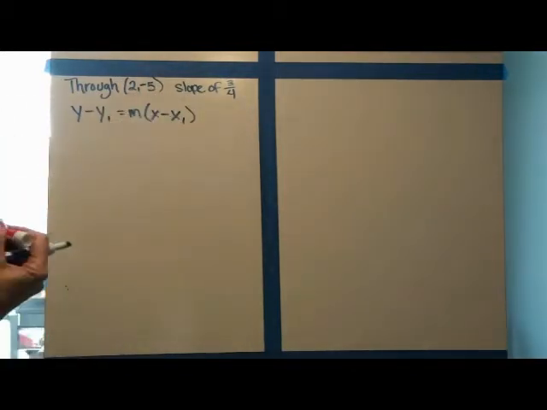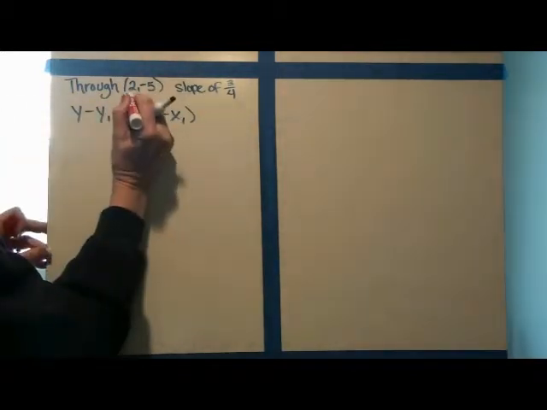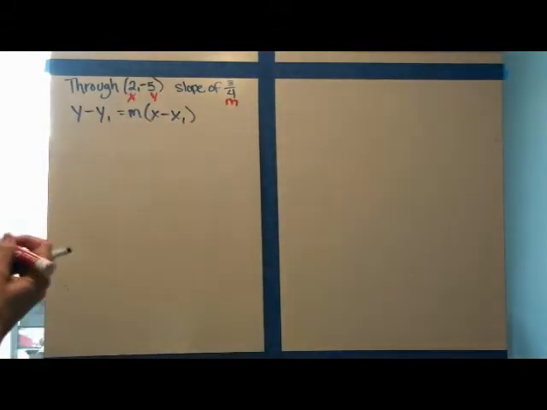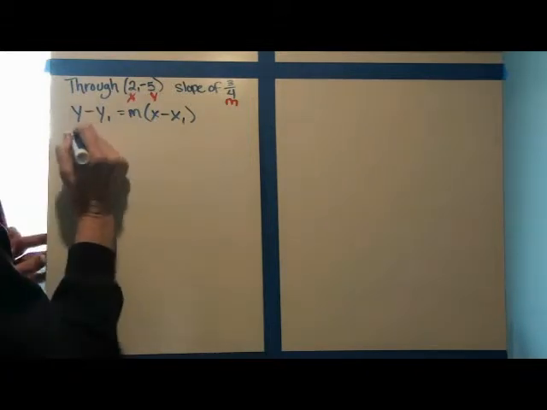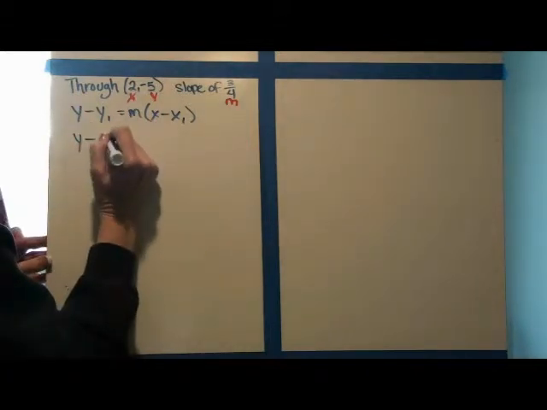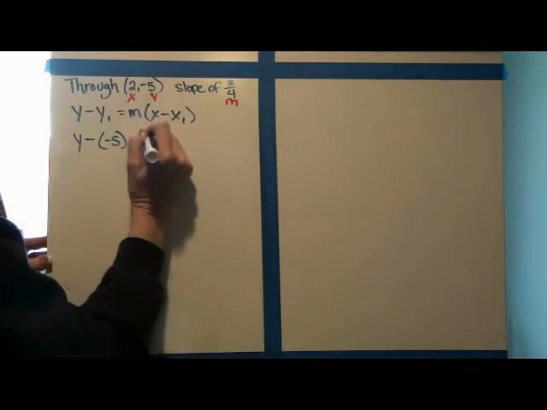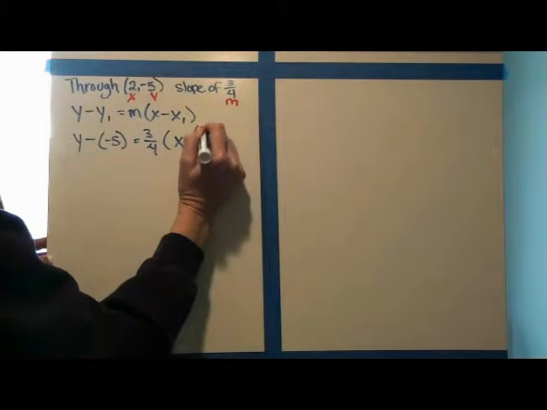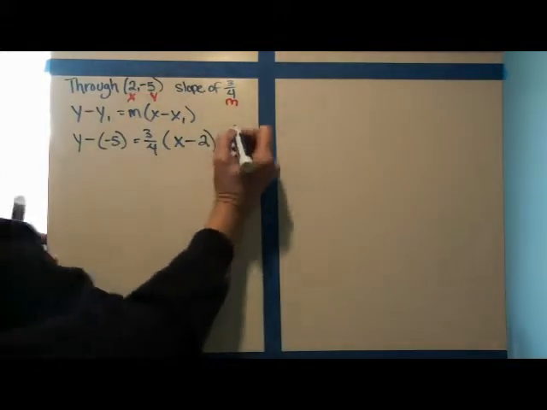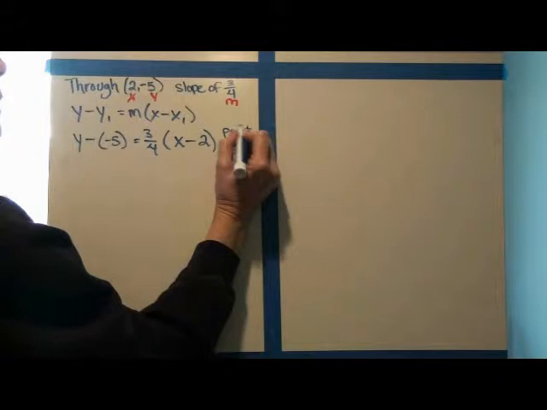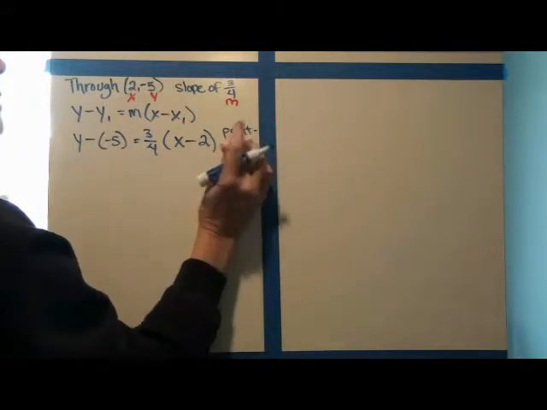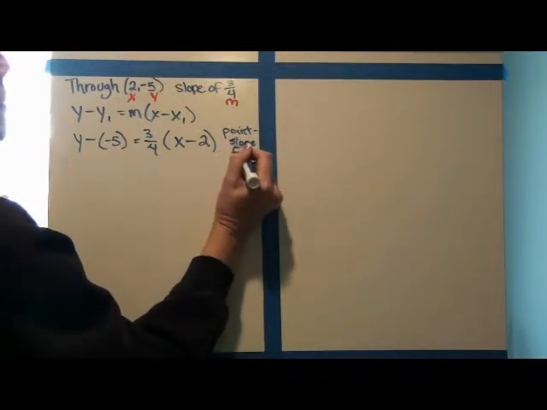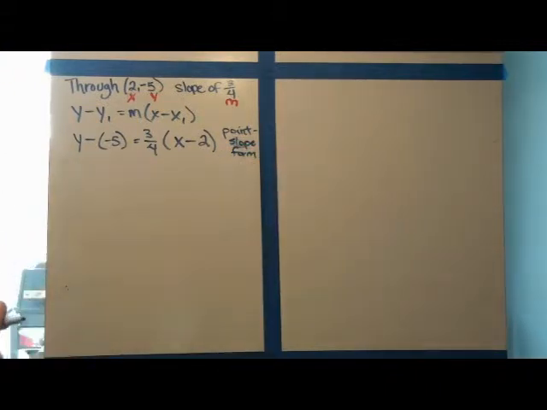Then you come up to your information and you identify the x, which is the 2, the y, which is -5, and the slope, or the m, which is 3/4. And you plug those into your equation in the appropriate spot. Once you've done that, label this as the point-slope form. That's the first part of the problem.